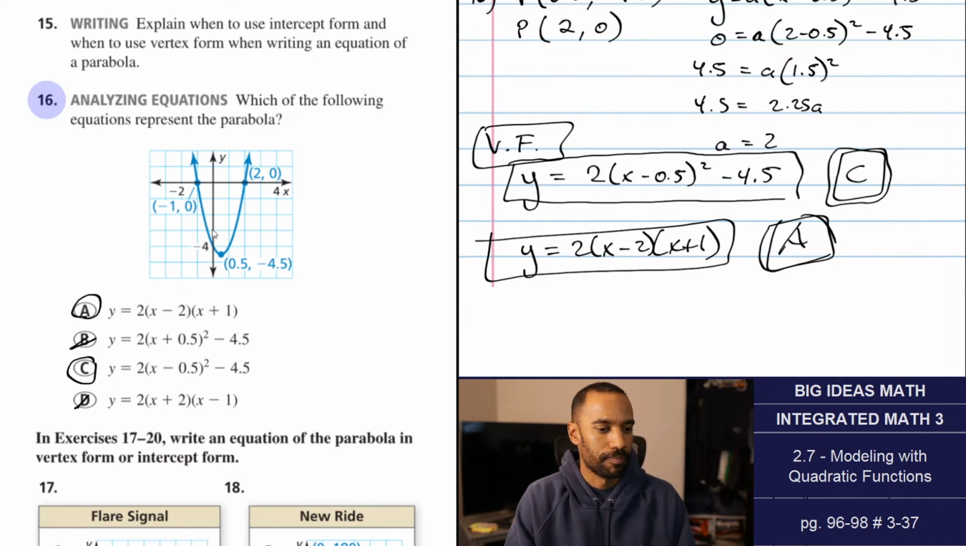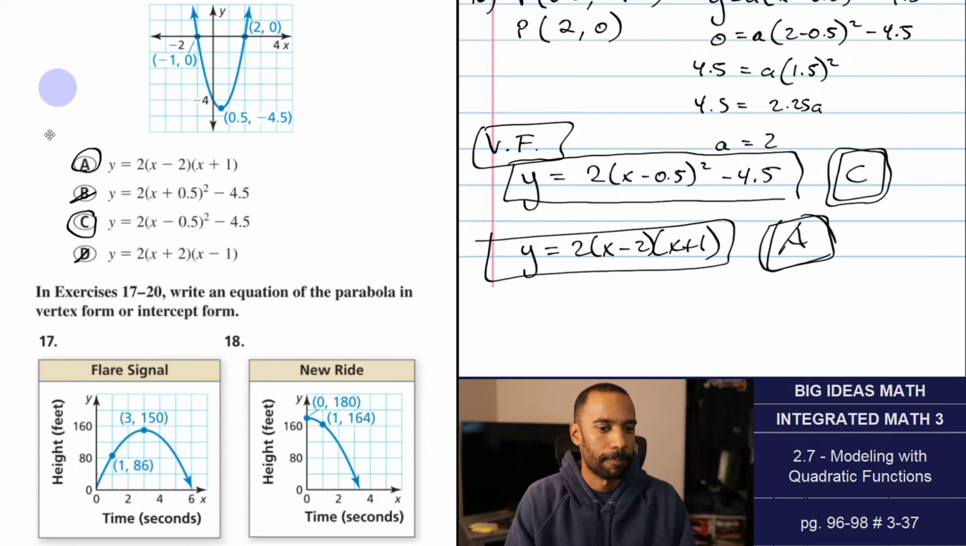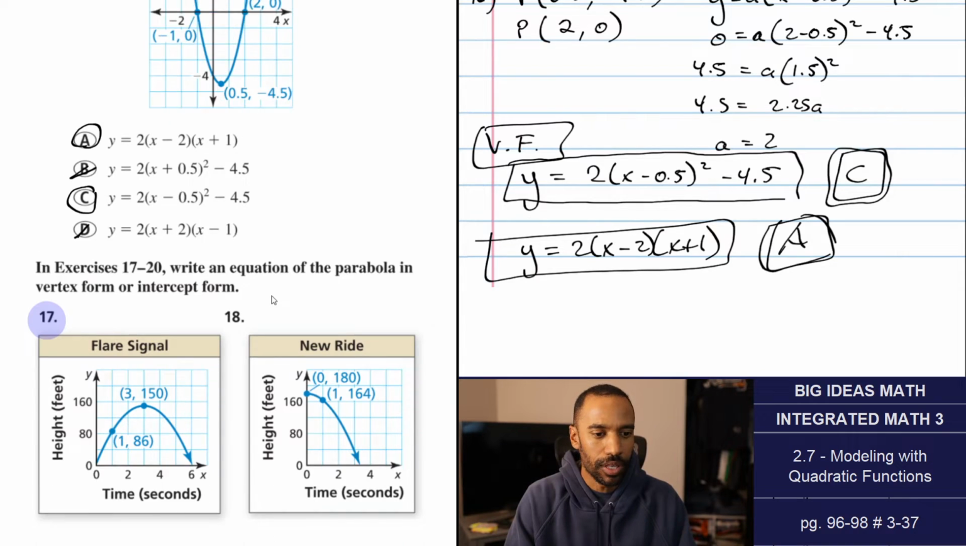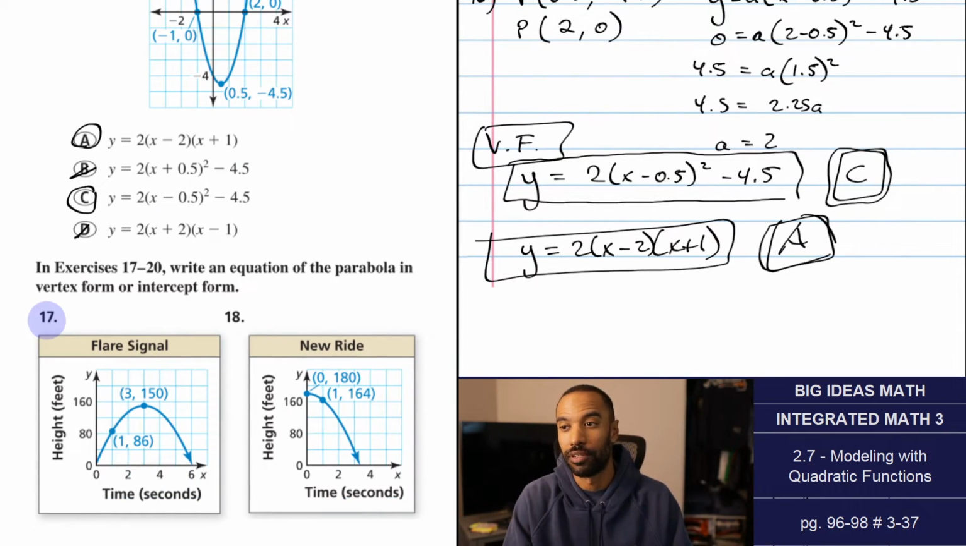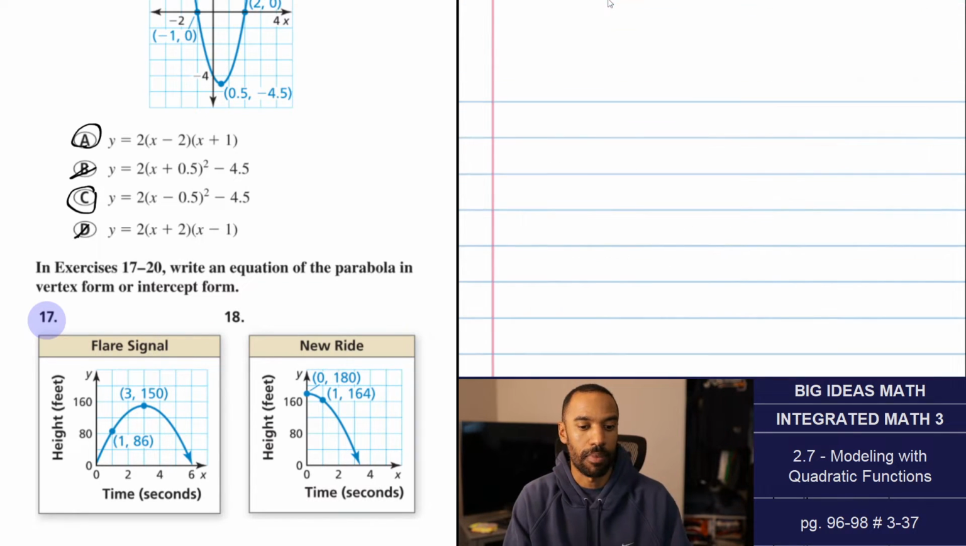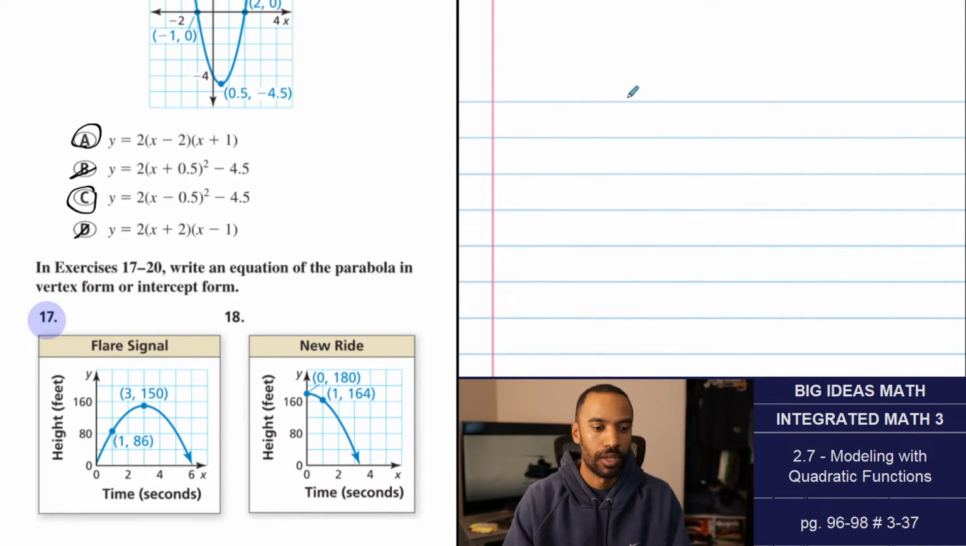My bad. Okay, let's go to exercises 17 to 20, where we write an equation of the parabola in vertex form or intercept form. So they're really going off of this number 15 and saying, make a choice based on what you have. And maybe you get more than one option.